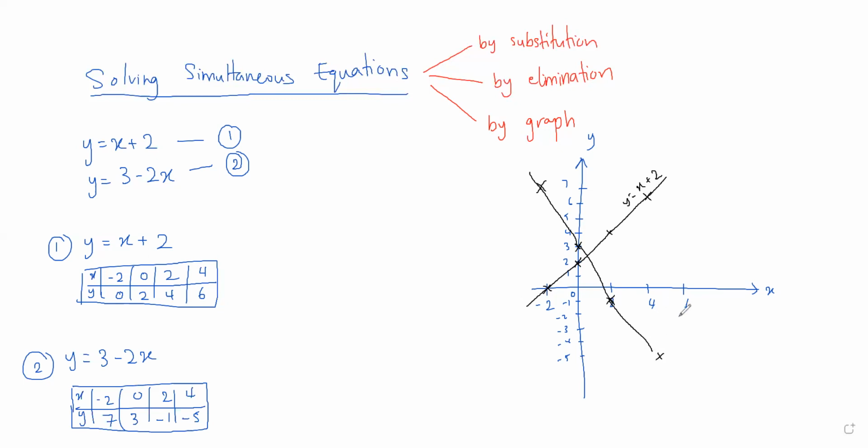it will be around here. Again, mine is just a rough one, it's not exact. And of course, label it y equals 3 minus 2x. Once you have your graph, all you have to do to solve simultaneous equations using graph is find the point of intersection, in other words, the place where the two graphs meet. Go to your x, find your answer, and then go to your y and find your answer.